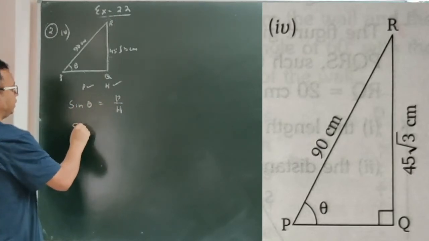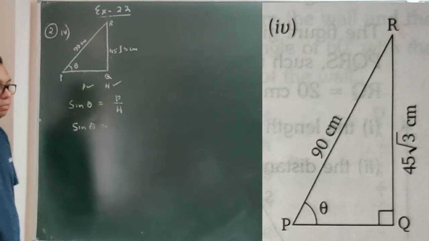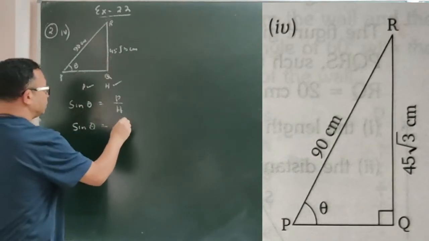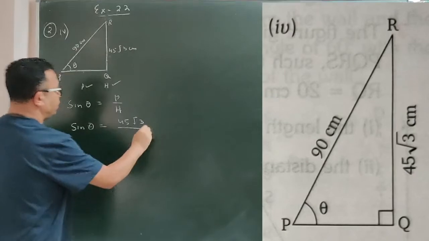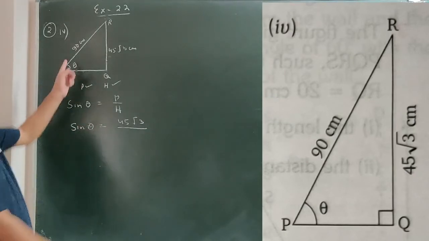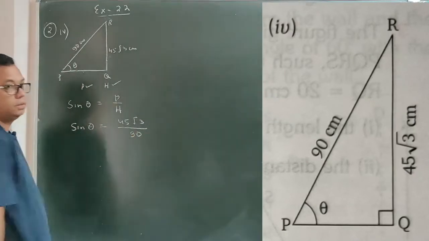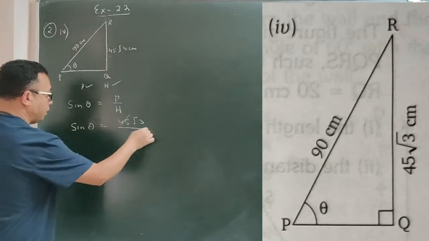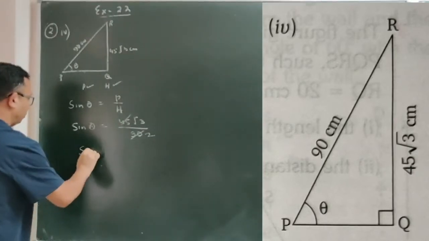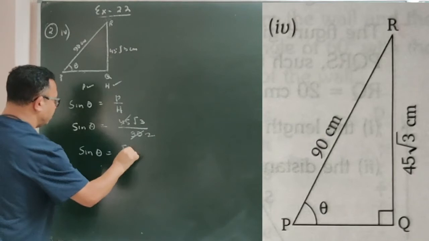Now I don't know what that theta is, so I will write it as it is. Sine theta is equal to perpendicular. Perpendicular is 45 root 3, and the hypotenuse is 90. So then I'll cancel, 45 will go into 90 two times. So you have now sine theta is root 3 by 2.